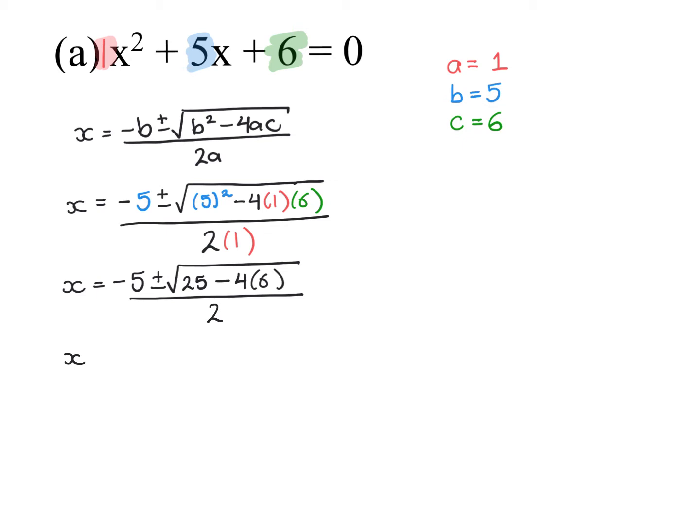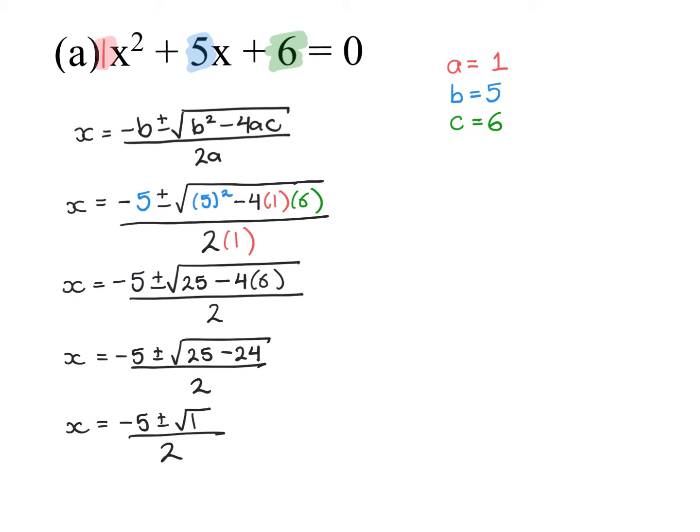All right, let's simplify this further. So negative 5 plus minus 25, and then negative 4 times 6 is negative 24, all of that divided by 2. And let's go further. Negative 5 plus and minus, and 25 minus 24 is 1, all of that over 2. Okay, I'm running out of room, so I'm just going to write the rest of it over here. Now, again, let's find the square root of 1, which we know is simply 1. So x is equal to negative 5 plus and minus 1 over 2.